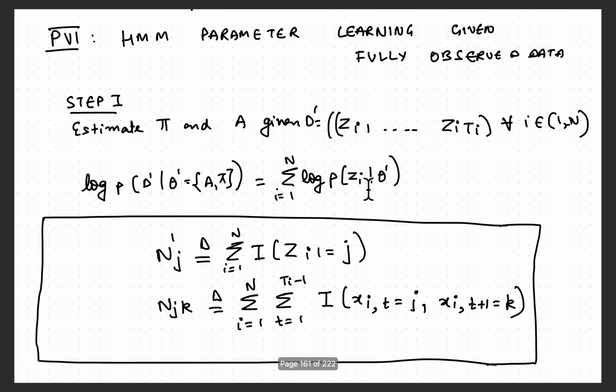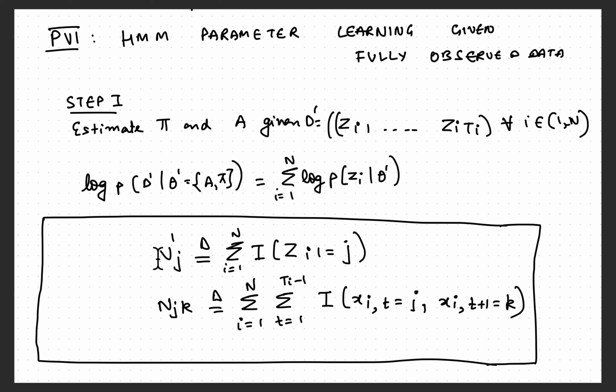And I'll now be writing down two quantities which might seem like magic for now, but we'll get to them in a minute, and you'll see that these are very common-sense numbers to compute for getting the MLE solution. The first term I've written is n superscript 1 subscript j, which is the summation over i equal to 1 to n, the n sequences that we have, of the identity over z_i1 equal to j.